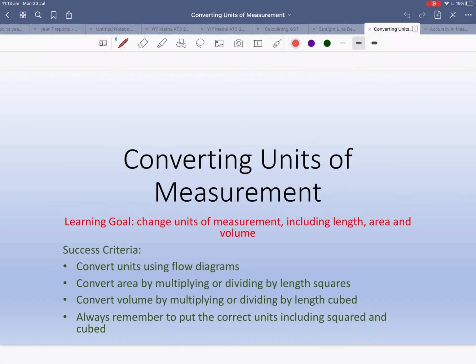This lesson we're going to convert units of measurement, okay? And it's probably not the first time that you've had a look at all of this, but let's see how we go, all right? So we've got to change units of measurement, including length, area, and volume, okay? So we're focusing mainly on centimeters, meters, millimeters, kilometers, okay? And we're going to do it using flow diagrams, okay?